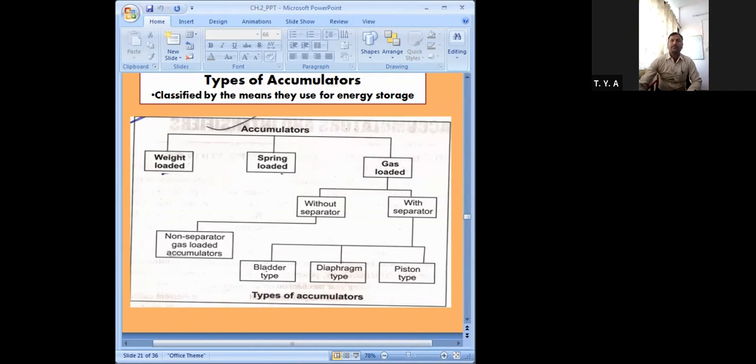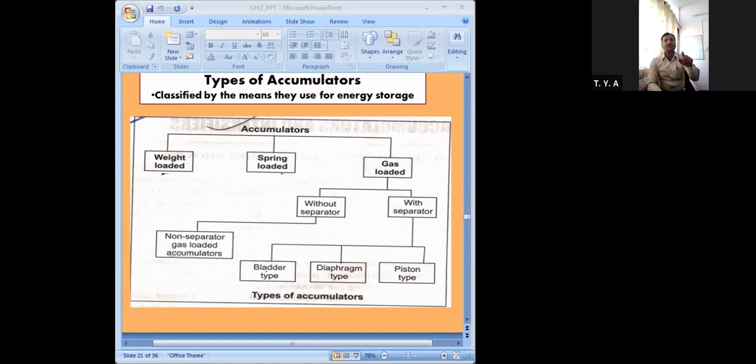Okay, so gas loaded accumulator. These gas loaded accumulators work on the basis of Boyle's law. Boyle's gas law states that for a constant temperature process, the pressure of the gas varies inversely with its volume.